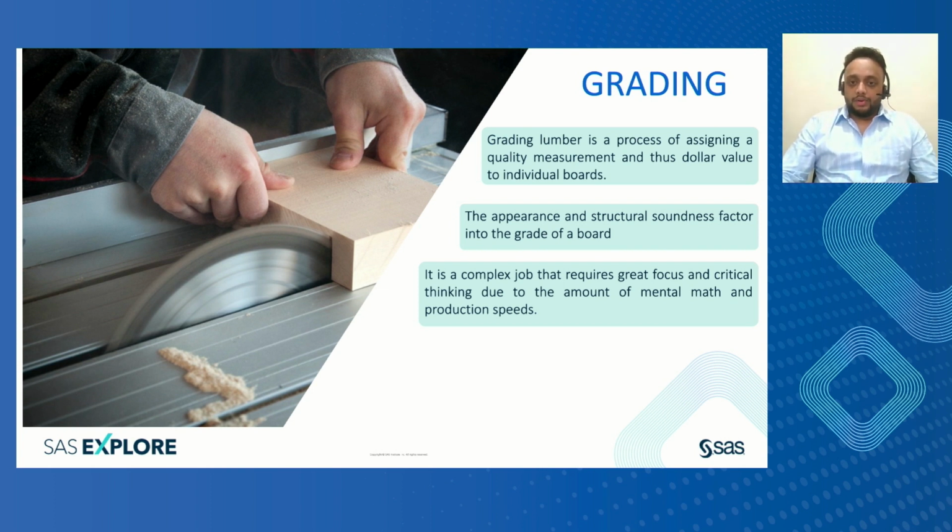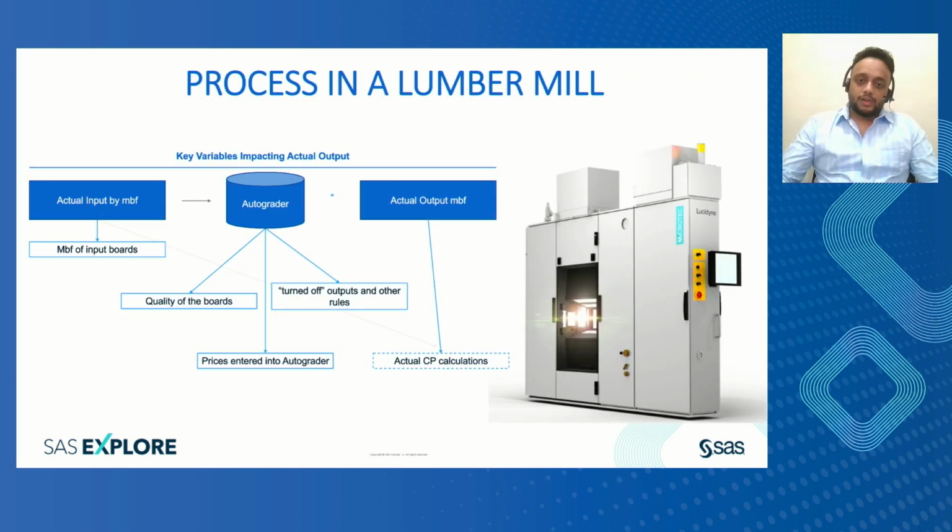So I'll explain what happens in a lumber mill. In a lumber mill, you have raw lumber. It is fed to a particular machine, which finds out what kind of grade a particular lumber can be based upon certain characteristics. We call that machine an auto grader. If you see in this flow chart, we have an actual input of MBF.